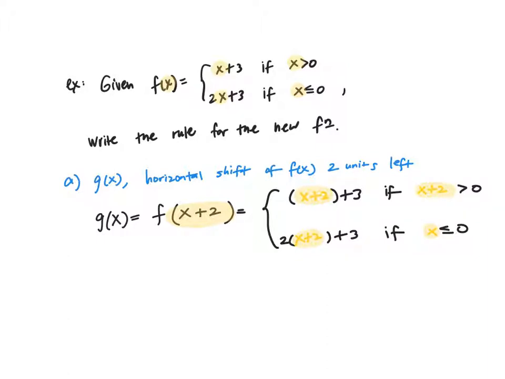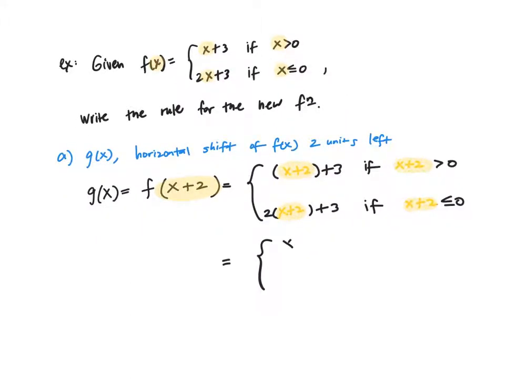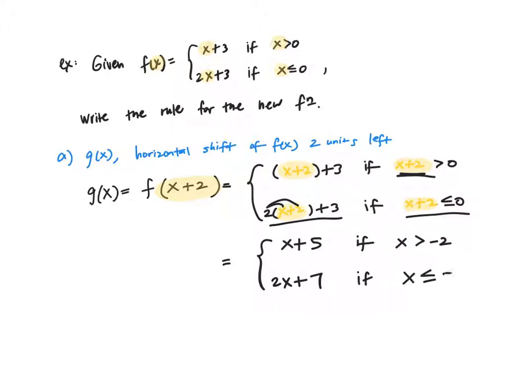Whoops, I forgot to do that last one here. So this one right here should say x plus 2 is less than or equal to 0. Okay, there we go, because your input has now changed to x plus 2. And for your final answer, all you have to do is simplify. So x plus 2 plus 3 would give you x plus 5, and if you isolate x by itself, you get x is greater than negative 2. Distribute here, so you get 2x plus 4 plus 3, that would be 2x plus 7, if x is less than or equal to negative 2 after isolating x. So that is your final answer.